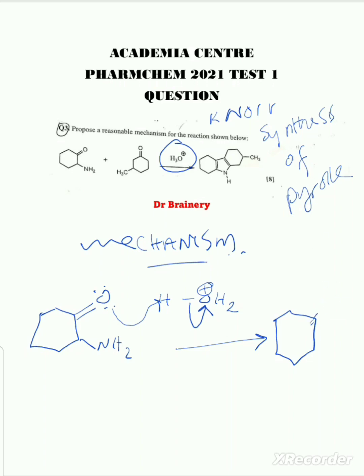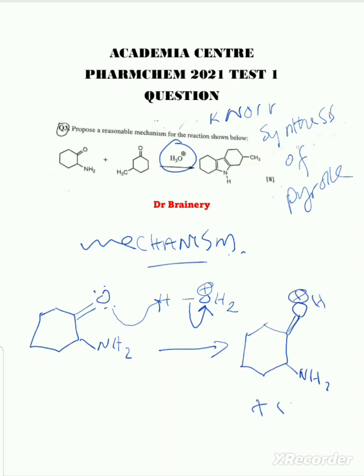So it will be like this, NH2, then here like this, plus water, because when we remove this hydrogen, we have just remained with water. So that's the first step that you're supposed to do, protonating. So we have this compound now here, which is like that.